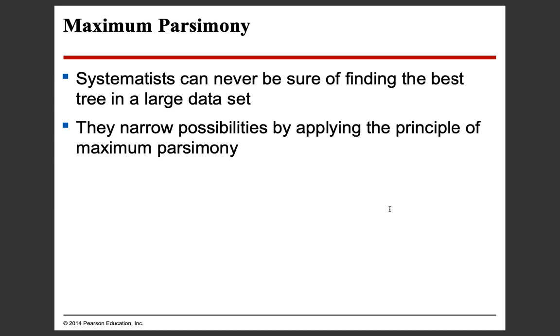Okay, so systematicists can never be sure of finding the best tree in a large set of data. If you have a whole bunch of organisms, it's very difficult to be like, okay, well, this one goes here and this one goes here, but could they be switched? I don't know, maybe. So you look for all the possibilities and then the simplest explanation. So they narrow possibilities by applying the principle of maximum parsimony. So the most simple explanation, okay?